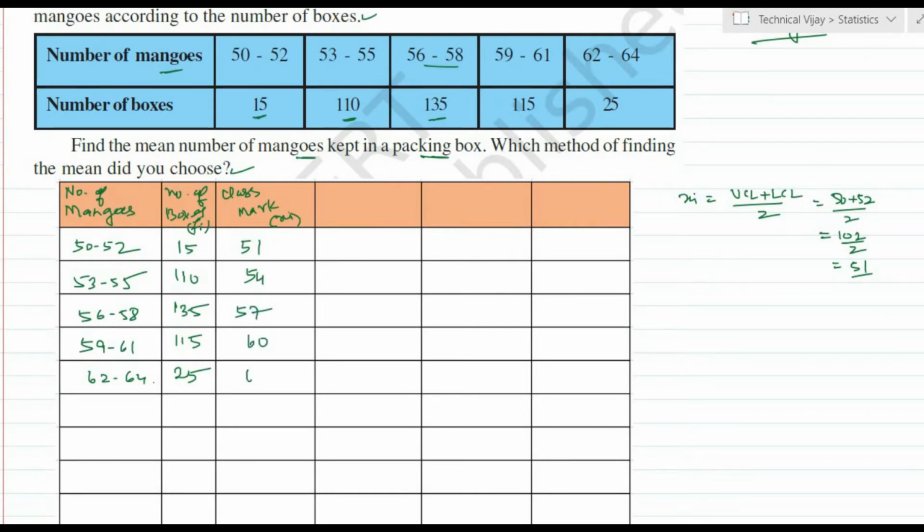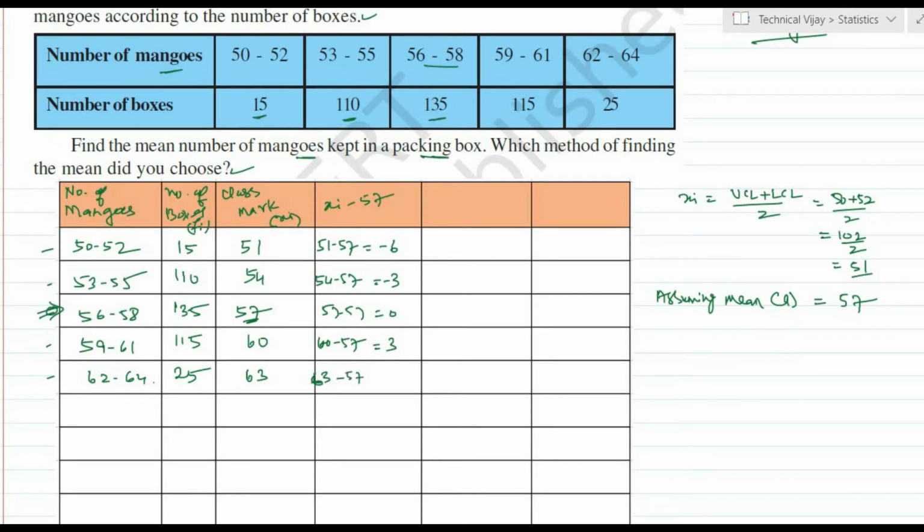So 60, 63. Here we will assume mean method, that is A is equal to, see, 1, 2, 3, 4, 5, that is the fifth one. This one we will choose. So here this is 57. So A is equal to 57 I will choose. So xi minus 57 we have to calculate. So 51 minus 57 is equal to minus 6. 54 minus 57 is equal to minus 3. 57 minus 57 equal to 0. 60 minus 57 is equal to plus 3. 63 minus 57 equal to 6.